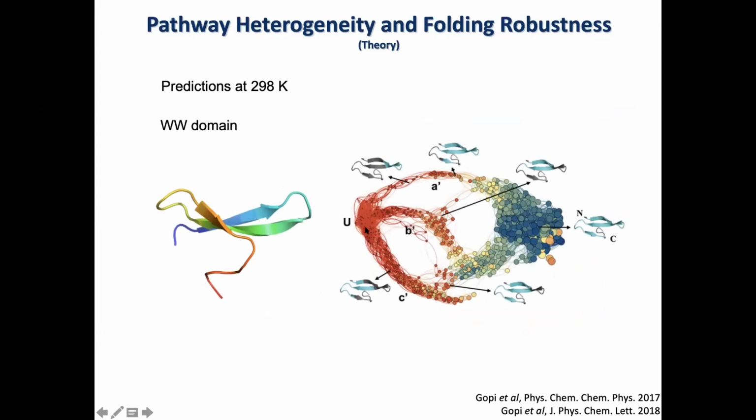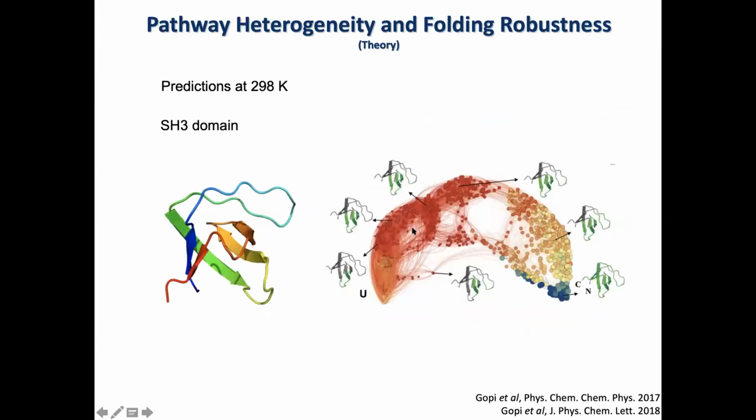And so what you can see here is a polypeptide chain that starts from here. It could either take this route to the folded state, or it could take this route to the folded state, or it could take this route, and so on and so forth. And we did this not for one protein, but for several different proteins.